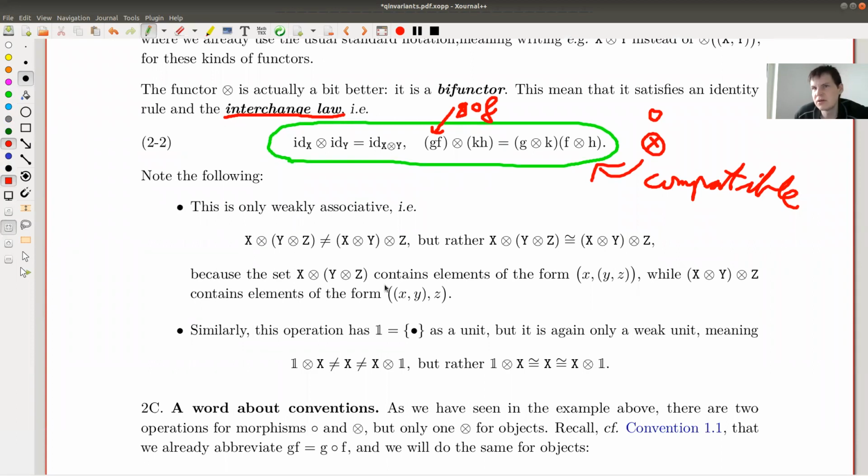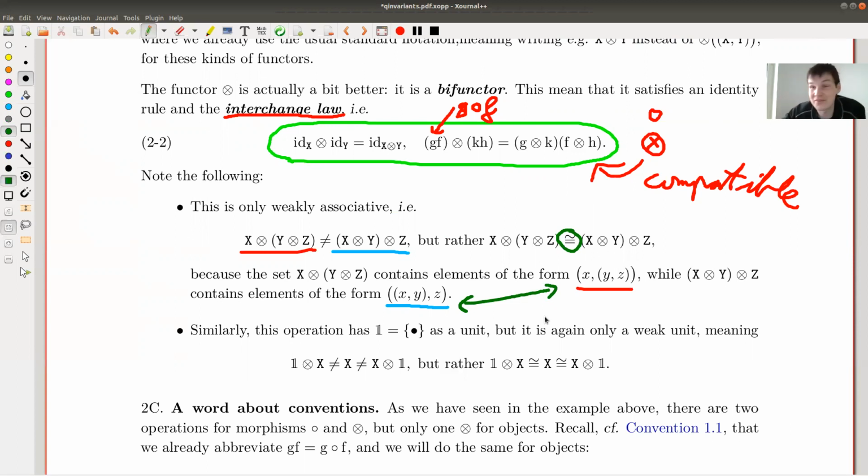You also observe the following, and it will be crucial for what comes later. This is not really associative. So X tensor (Y tensor Z) is not equal to (X tensor Y) tensor Z. Why is that? Well, an element in this set, X cross Y cross Z, actually looks like this: you first cross Y and Z, you form a pair, and then you form a pair with X. And an element in this set looks the other way around. You first form a pair of X and Y, and then you put in a Z. But come on, they're not equal, strictly speaking, but they are what we call isomorphic. I mean, obviously they contain the same information, right?